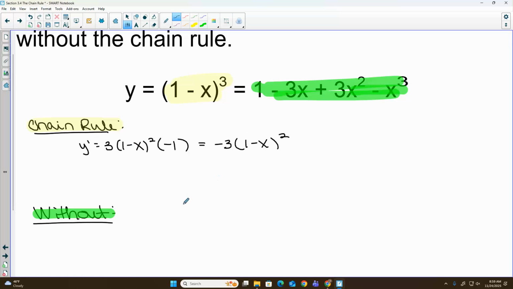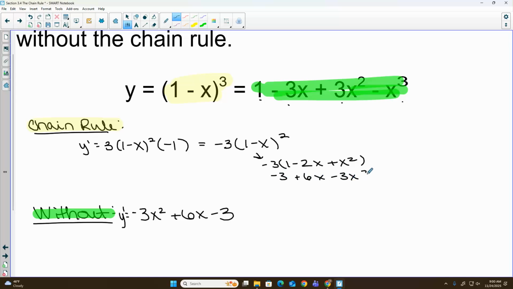If I did this derivative, we get negative 3x squared plus 6x minus 3. And you didn't have to put it in that order. You could have done negative 3 plus 6x minus 3x squared. Order doesn't matter. So we get the same derivative. These things are equivalent if you multiply this first one out. We get negative 3 plus 6x minus 3x squared, which is the same.